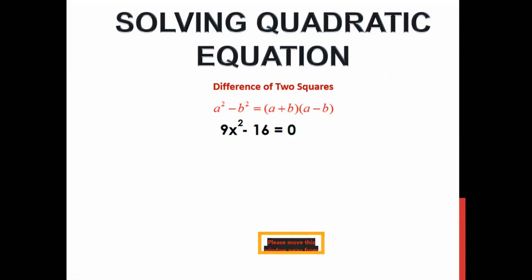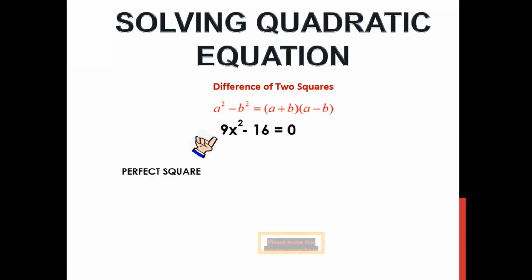So how do we know that this equation is a special case under the difference of two squares? Let's check the first term, 9x squared. Is it a perfect square? Yes. How do we know if it is a perfect square? If we take the square root of our term, we get the same answer multiplied by itself. For example, the square root of 9x squared: the square root of 9 is 3, and the square root of x squared is x. So it is a perfect square.